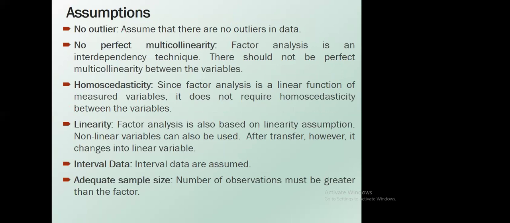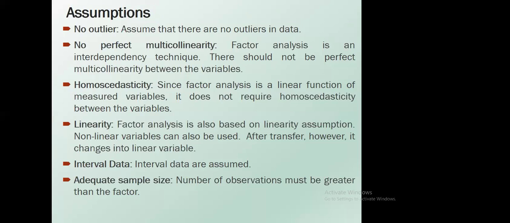So these are again some of the assumptions: there should be no outliers, and no perfect multicollinearity. If you have studied regression, you know that multicollinearity means variables are highly correlated with each other. So they should be correlated, but they should not be perfectly correlated. That means the correlation coefficient should not be one, but yes, they should be correlated.